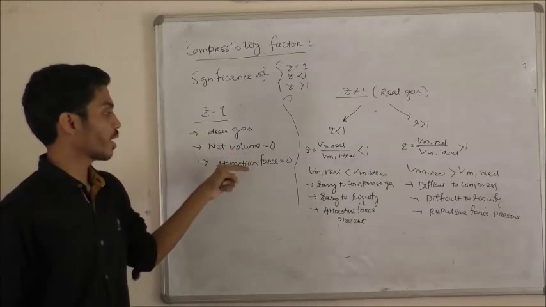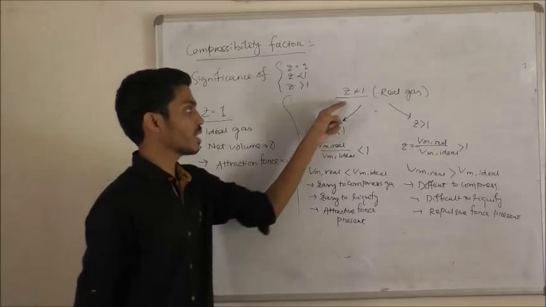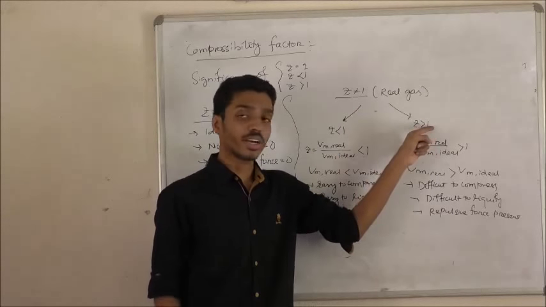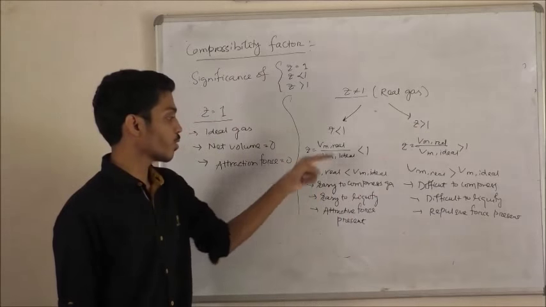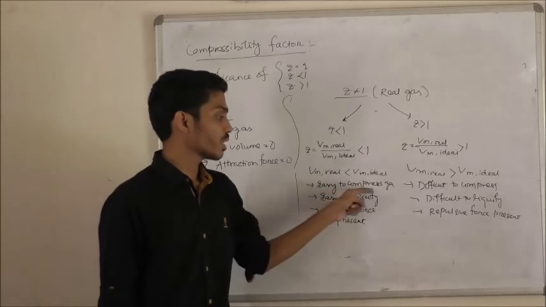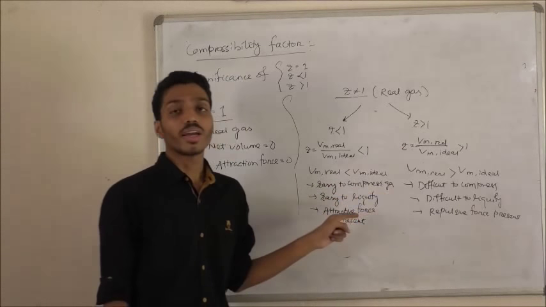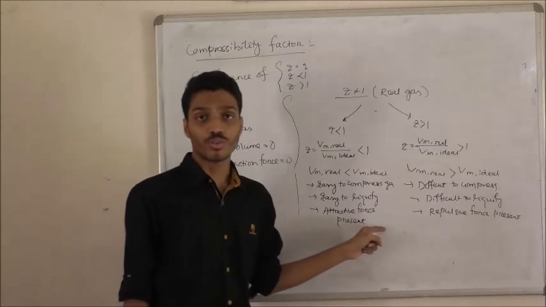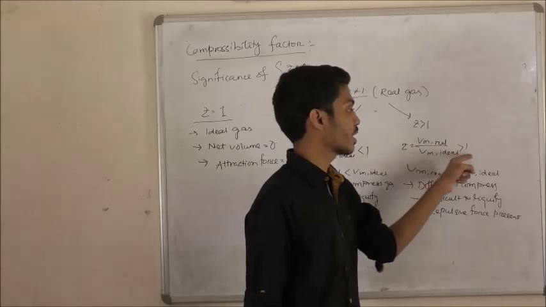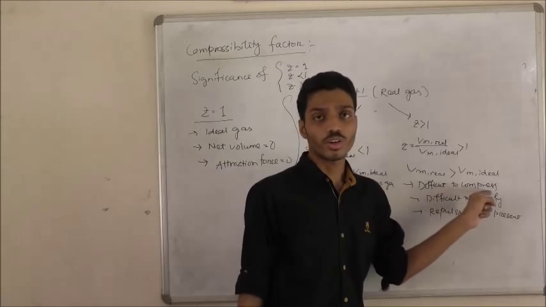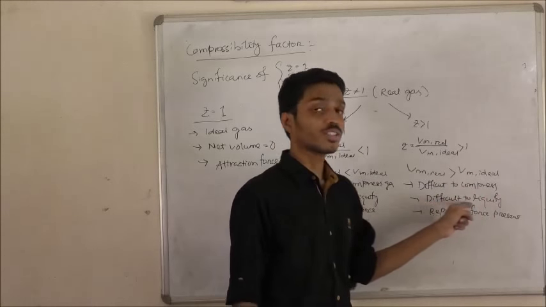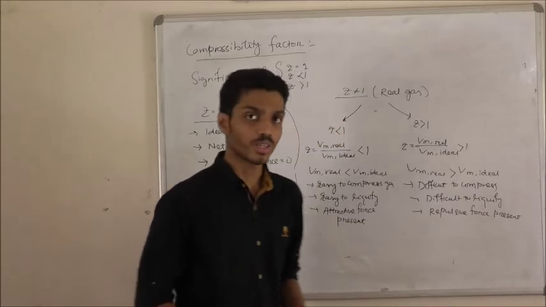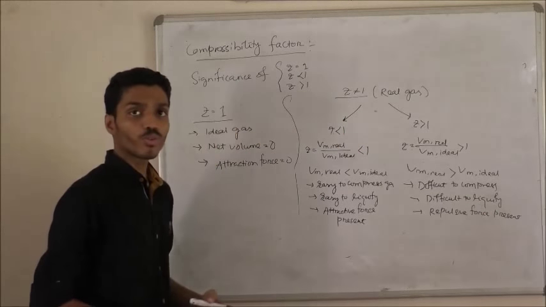Okay, so dear students, we discussed all about Z: in case of ideal gas Z equals 1, where attraction force is 0. When Z is not equal to 1, it has two cases, Z less than 1 and Z greater than 1. If Z is less than 1, that means the gas is easily compressed and it can be easily liquefied, that means an attractive force is present. And if Z is greater than 1, then it is difficult to compress, that means the gas is difficult to liquefy, and it also indicates a repulsive force is present.